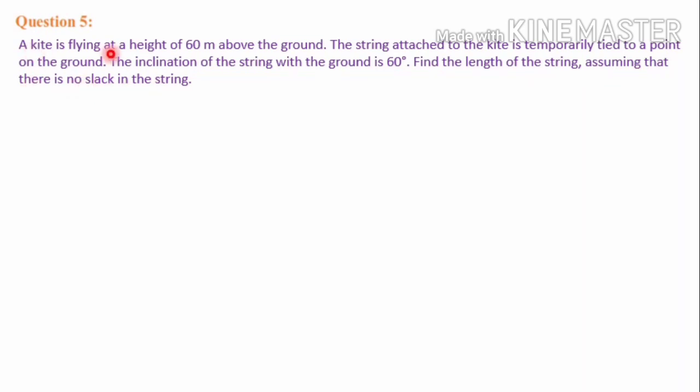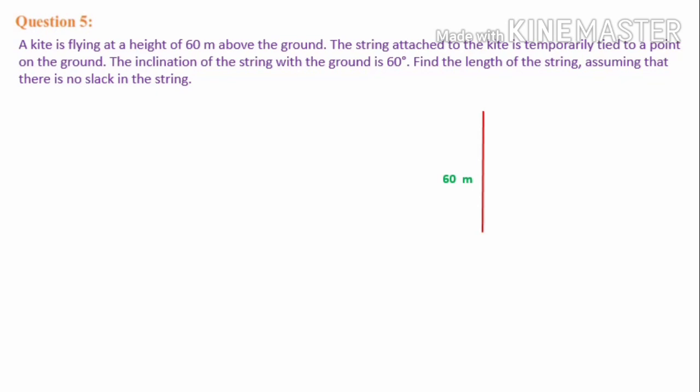Here, a kite is flying at a height of 60 meter above the ground. Kite is at a height of 60 meter from the ground. The string attached to the kite is temporarily tied to a point on the ground. The inclination of the string with the ground is 60 degree, so the angle between the ground and the string is 60 degree. Find the length of the string. Assuming that there is no slack in the string means the string is very straight. That is the meaning of the sentence.